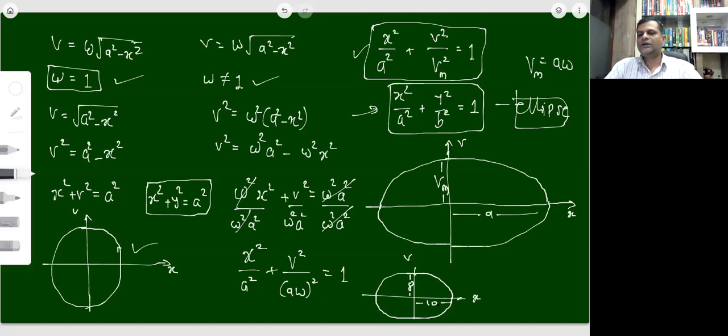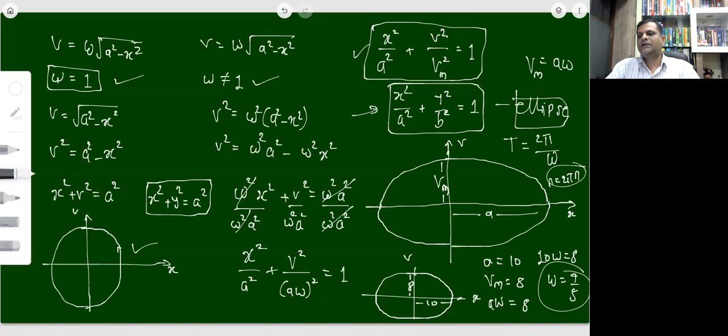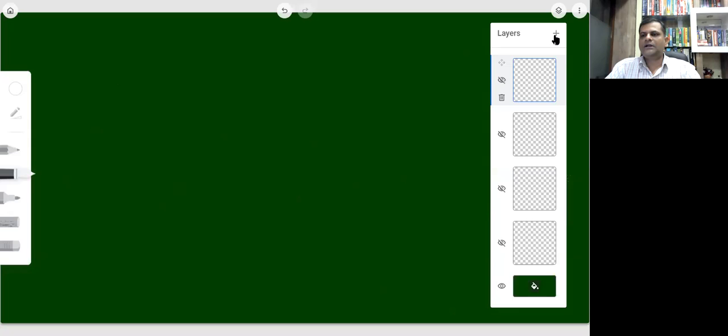So look, here 10 is nothing but a, and Vm is nothing but 8 here, and actually we know that Vm is nothing but a omega. So if we put it here, we get a omega equal to 8, and if we already know a as 10, then we get 10 omega equal to 8, which gives omega equal to 8 by 10, that is 4 by 5. And once we get omega, we know that period and frequency can be easily found, because period is equal to 2 pi by omega and frequency n is equal to omega by 2 pi. So in this way we can get the period as well as the frequency once we get omega. This is how we can solve questions based on graphs.